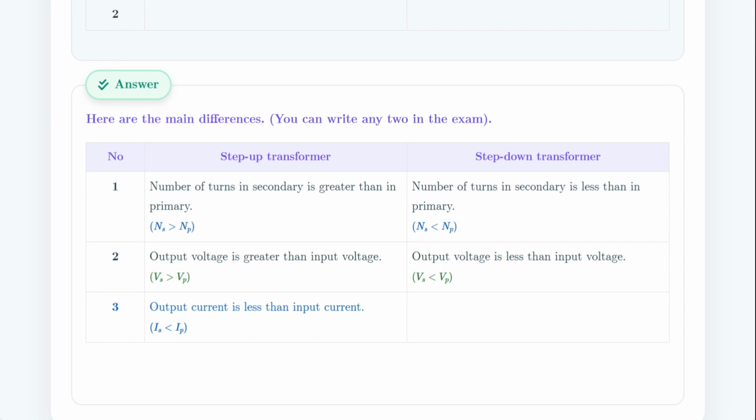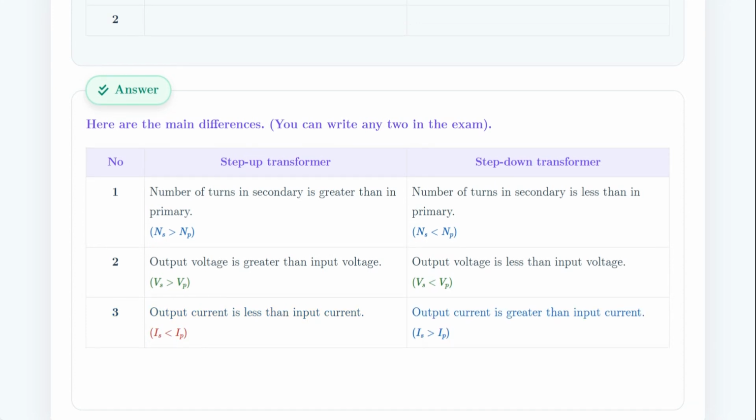Thirdly, let's look at the current. Remember the golden rule, if voltage goes up, current must come down. So, in a step-up transformer, the secondary current Is is less than the primary current Ip. In a step-down transformer, Is is greater than Ip.